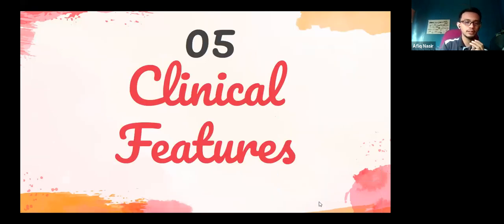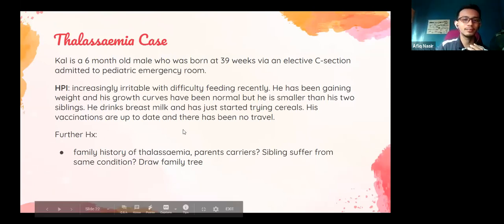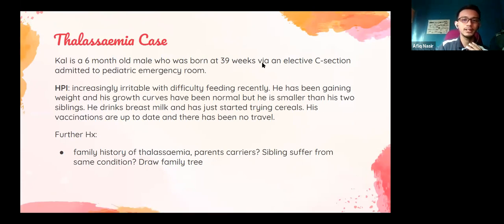Moving on to the clinical features. So this is a case of thalassemia that I found. Carl is a 6-month-old male who was born at 39 weeks via an elective C-section, admitted to pediatric emergency. The history of presenting illness shows increasing irritability with difficulty feeding recently. He has been gaining weight and his glucose is normal, but he is smaller than two of his siblings.